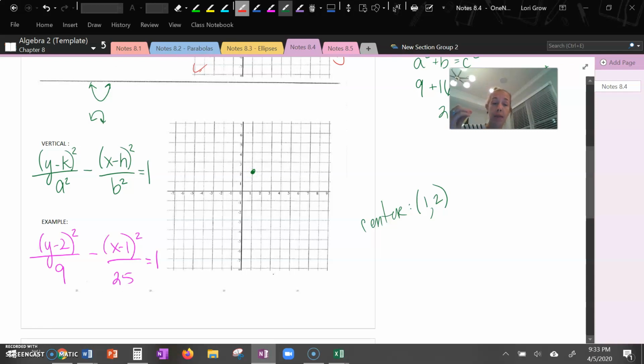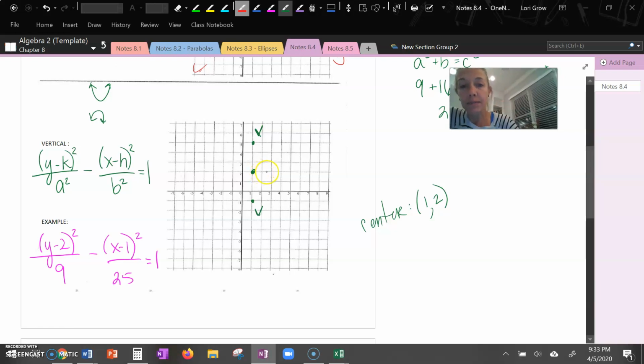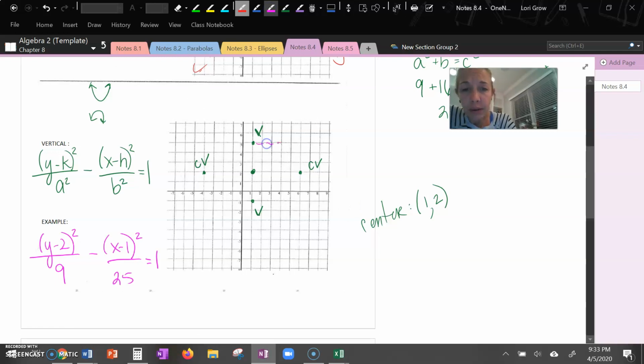I will go 3 in the y direction. And I know that those are going to be the vertices because the vertices are always on the graph and this opens up and down. So those are my vertices. Then I'll go 5 in the x direction and those will be the co-vertices. Okay, once again, it kind of looks like I've graphed an ellipse, but those are the corners of a little rectangle. Not the corners, just the midpoints of the sides of a rectangle.